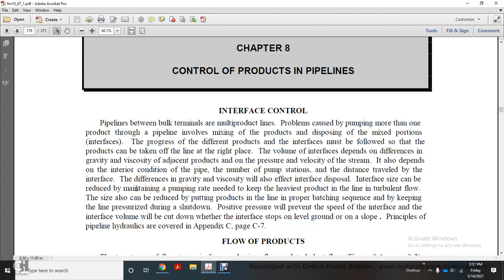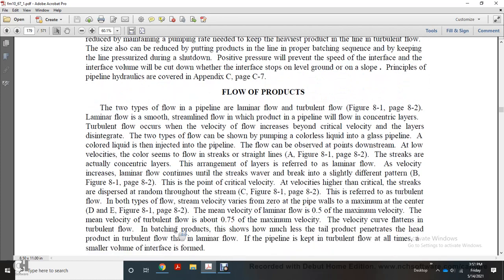Interface size can be reduced by maintaining the pump rate needed to keep the heaviest product in the line. Turbulent flow size can also be reduced by putting products in the line in proper batching sequence and by keeping the line pressurized during shutdown. Positive pressure will prevent spreading of the interface. The interface volumes will be cut down whether the interface stops on level ground or on a slope. Principles of pipeline hydraulics are covered in Appendix C, page 6C7.